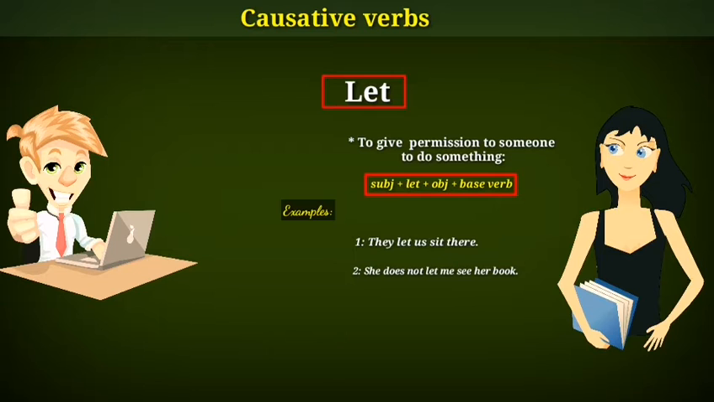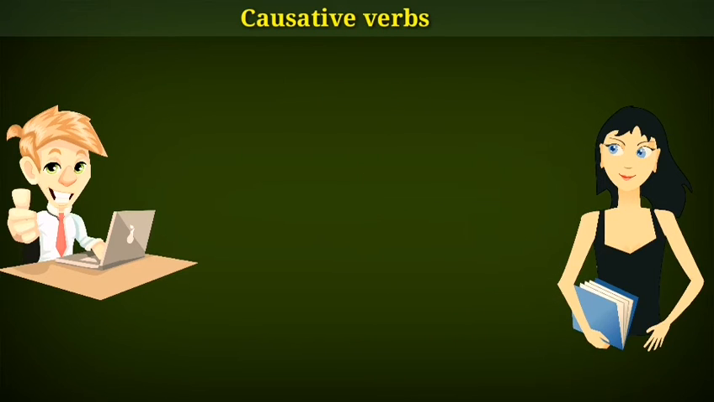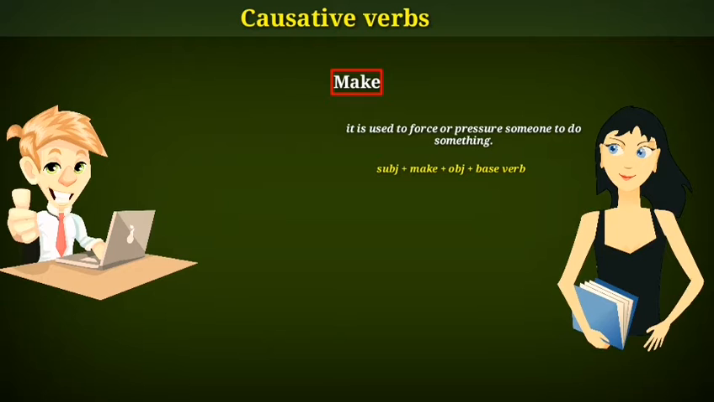And look at the third example. My father lets us watch TV after dinner. It means that my father gives us permission to watch TV after dinner. Make. The causative verb make is used to force or pressure someone to do something. The structure is like this: subject plus make plus object plus base form of the verb.